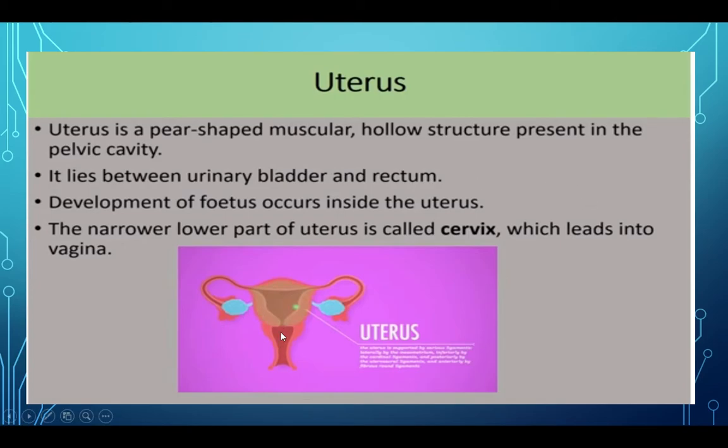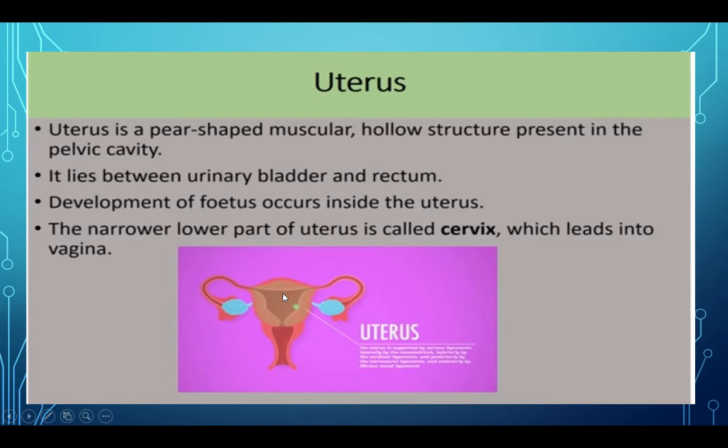This is the lower part. It is lying between the urinary bladder and the rectum. You know, in the urinary bladder the urine is collected, and the rectum is the opening through which the excreta is released. So it lies between these. The development of the fetus, meaning the young one, the child, occurs where? Inside the uterus. Only inside the uterus will the fetus develop.